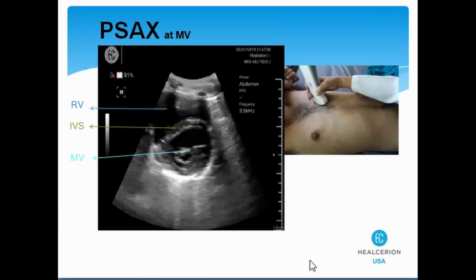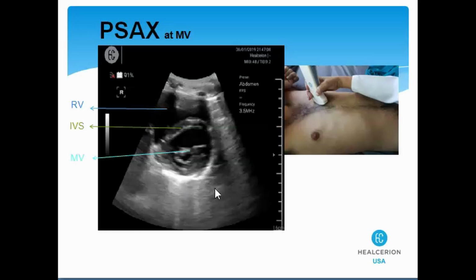Now we will talk about the parasternal short axis view. When your hand was in the parasternal long axis view, keeping the probe at the same position, now you move your probe a little bit in the anti-clockwise direction, so that the indicator is pointing towards the patient's right hip. By doing that, you will get the short axis view of the left ventricle.